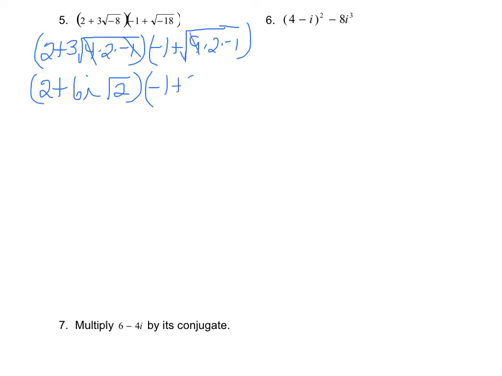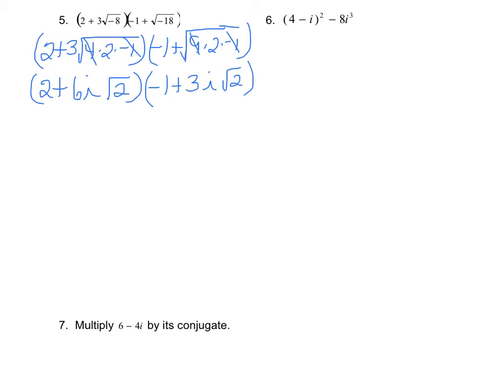Square root of 9 is 3. Can't take the square root of 2. Square root of negative 1 is i. So we have 3i radical 2. Okay, we're not adding, we're actually multiplying. So we still have radicals, so we're going to have to do FOIL. So we're going to do it nice and slowly.